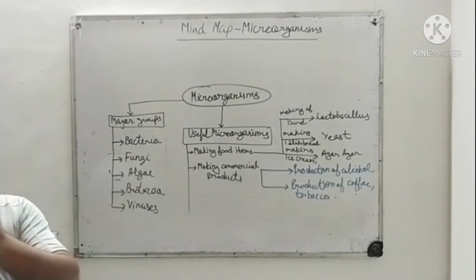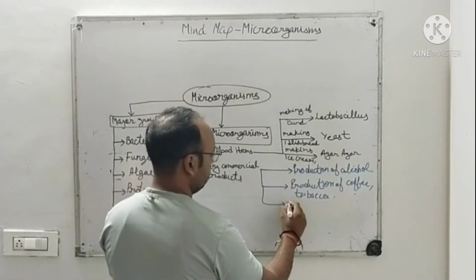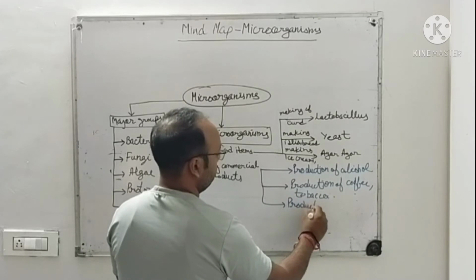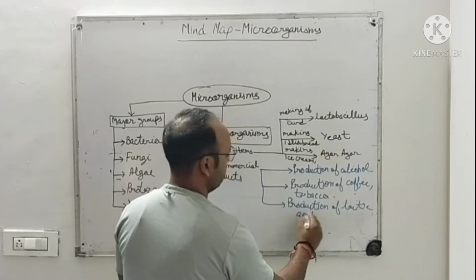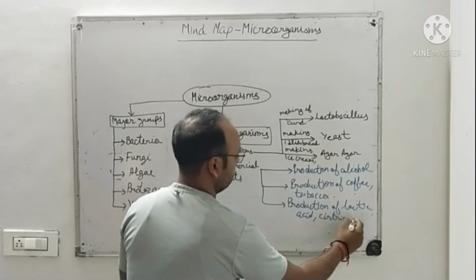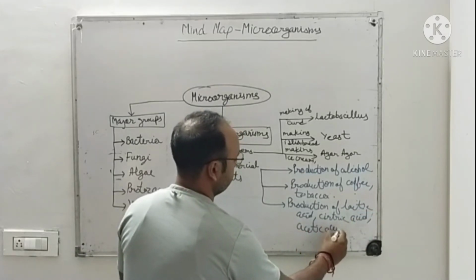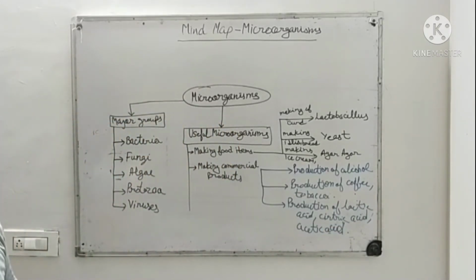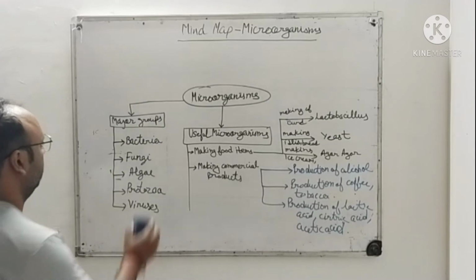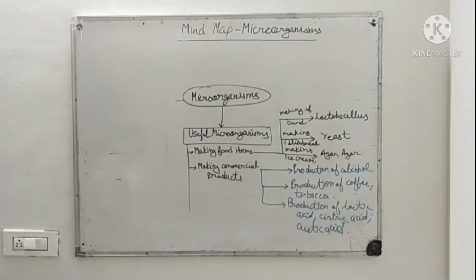Then we have also studied about production of lactic acid, citric acid, and acetic acid. So these all are the applications of this, right? Making commercial products. Now for writing the third one, I am just going to erase this so that I can write on the other side.